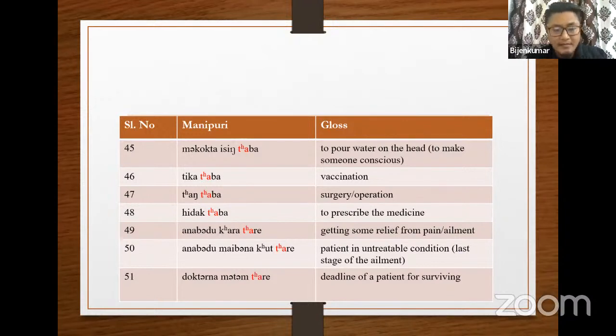Then tika thaba is the vaccination. Then thang thaba means a surgery or the operation. Again, hidak thaba is to prescribe the medicine by a doctor to the patient.